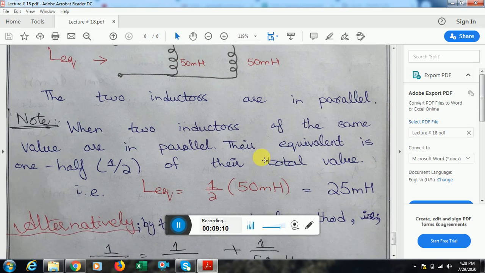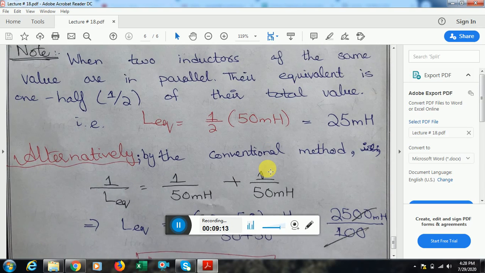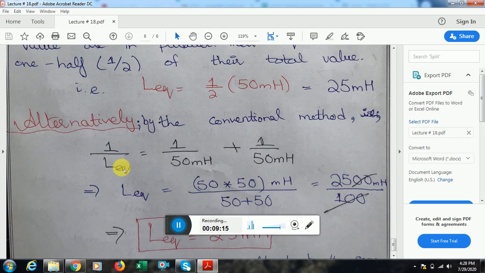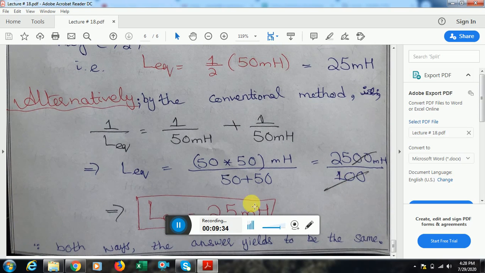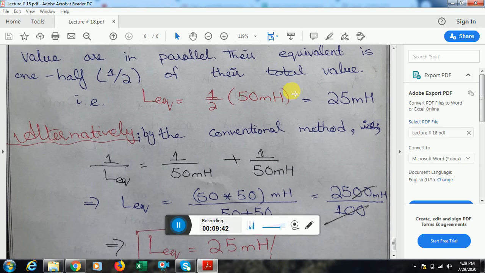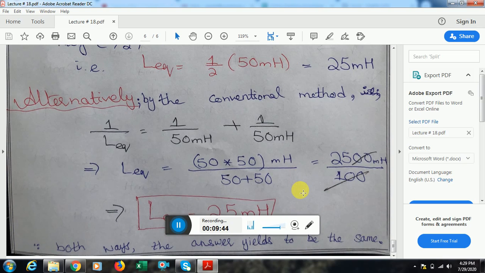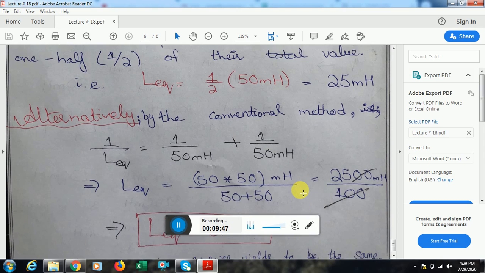In case you cannot remember this rule, you can simply use the typical formula, which is 1 over L equivalent is 1 over 50 millihenry plus 1 over 50 millihenry. Alternatively, L equivalent is the product of these two divided by the sum of these two values. The product is 2500 and 50 plus 50 is 100. So by this method also the equivalent inductance is 25 millihenry. You can see that using both methods, the rule or the conventional method, the value of equivalent inductance is the same.